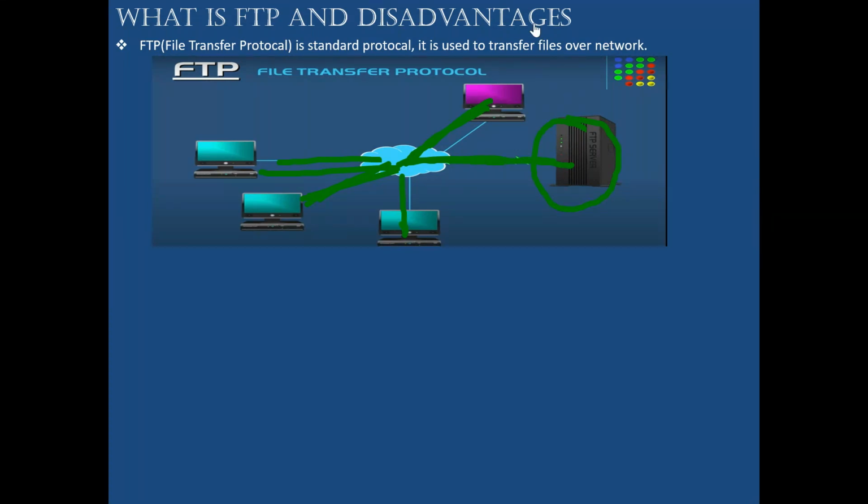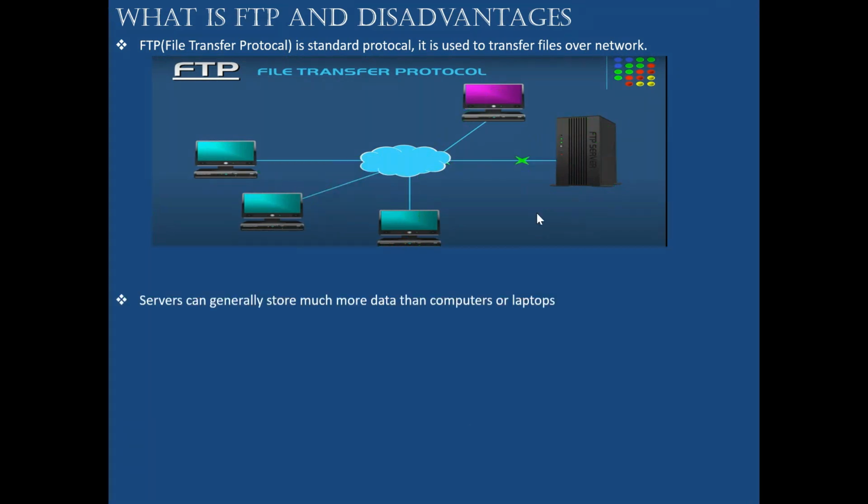Is this clear to all of you? One user uploaded a file to the FTP server. All the remaining users are going to access that file from the FTP server. And what is the problem, right? So let me tell you.